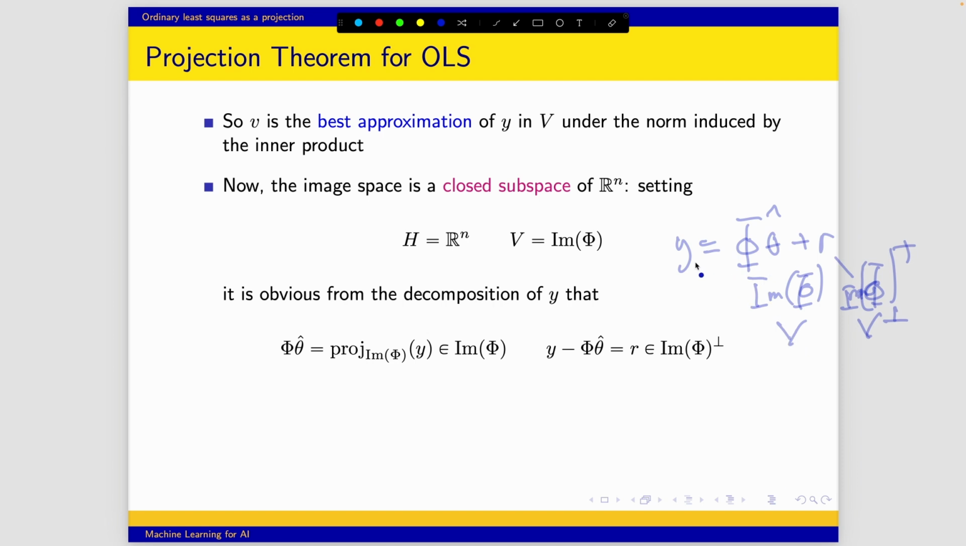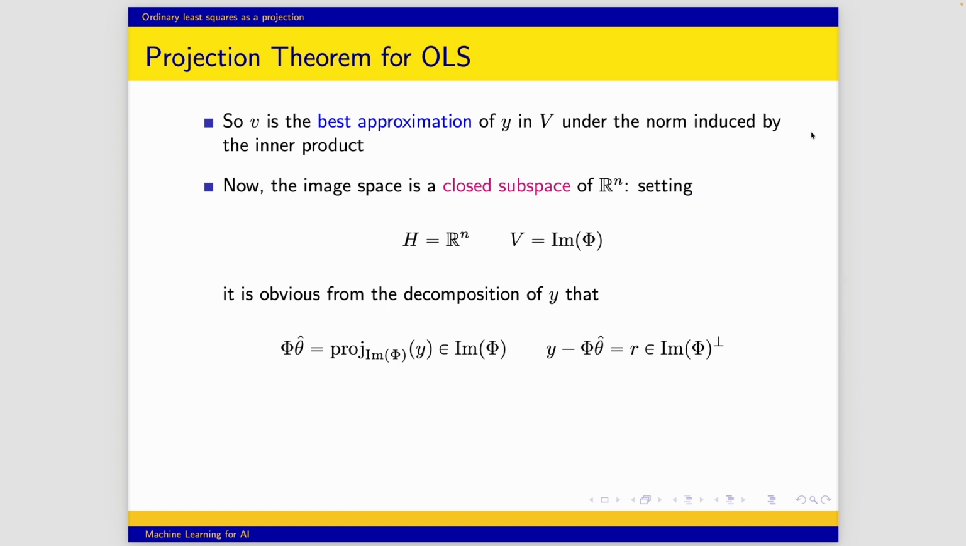We have a unique decomposition of Y using this. This is a unique decomposition of our vector of targets Y, where this lies in the image space and this lies in the orthogonal complement of the image space. So this must be, using our projection theorem, the projection of the vector Y onto the image space. It must be, because this is a unique decomposition. And the second part of the projection theorem therefore tells us that this is the projection of Y onto the image space.